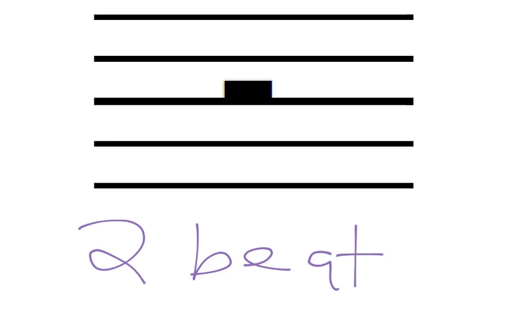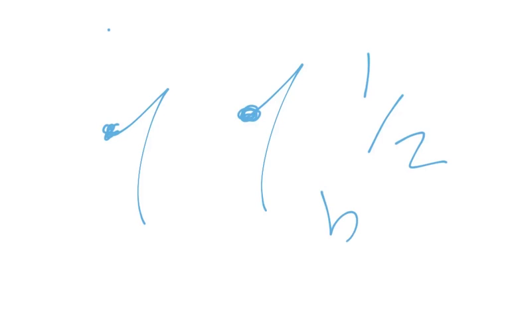I forgot to mention that the half rest gets two beats, just like a half note. The next type of rest is called an eighth rest, and it sort of looks like a circle. And you go up and down, and an eighth rest gets a half of a beat, just like an eighth note.